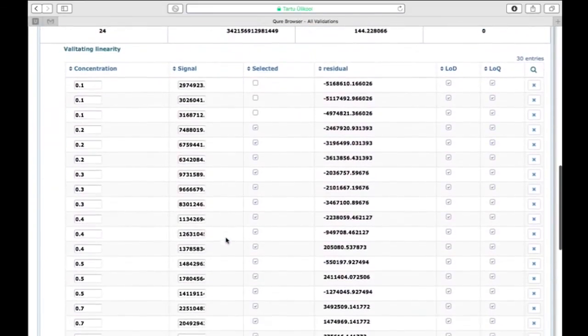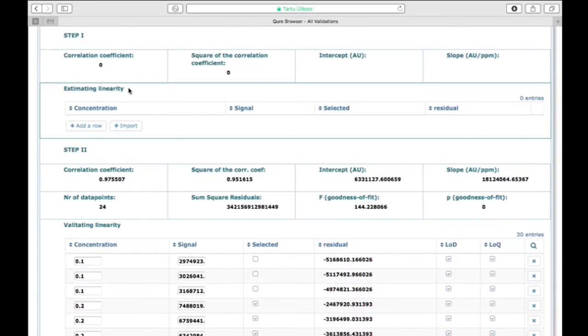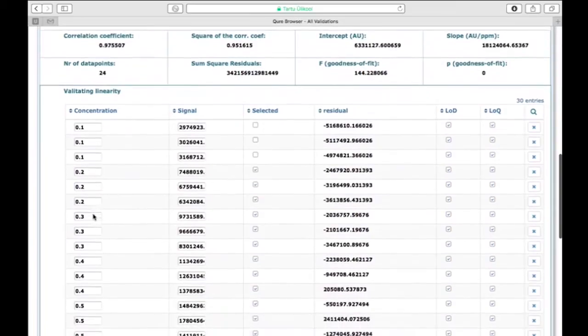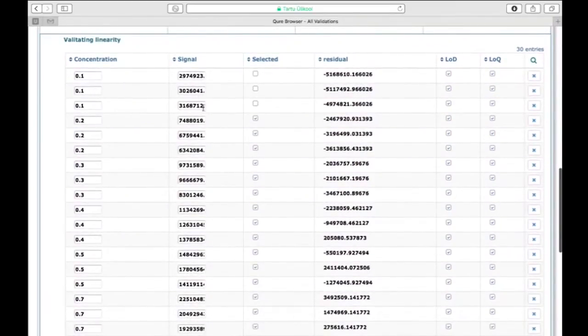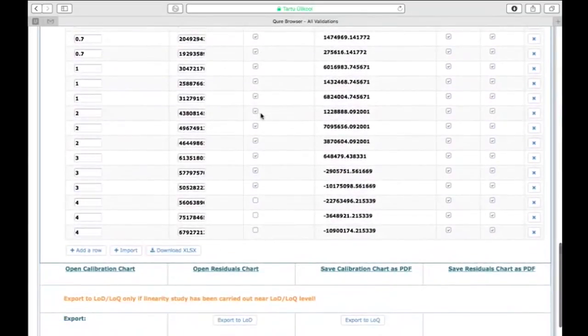Here are the concentration levels and the unit again, which I chose previously, can be seen from the slope unit. It's arbitrary units per ppm, and the concentration units corresponding signal values. Here you can see that there are 3 replicate measurements for each concentration levels. And I can also select if I want to use any of the concentration levels.